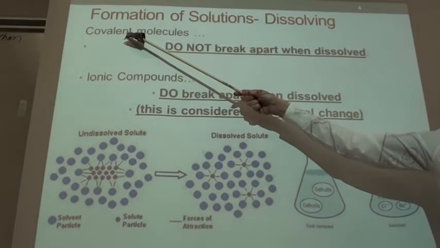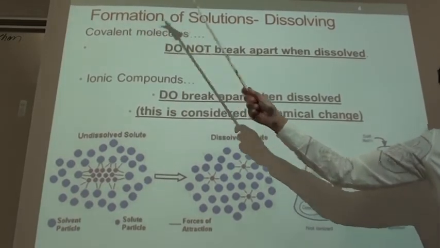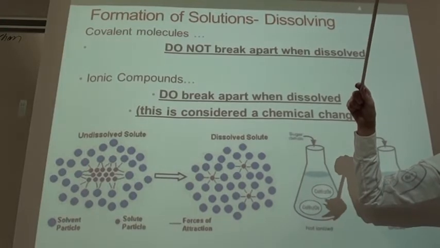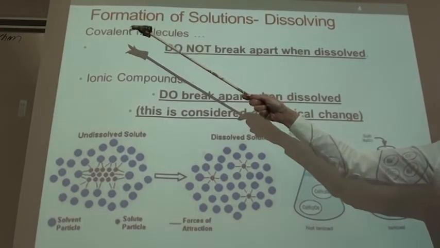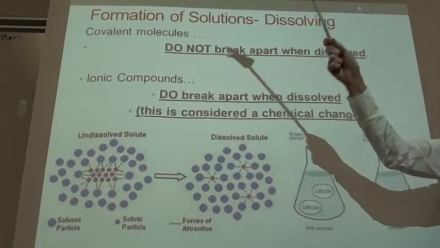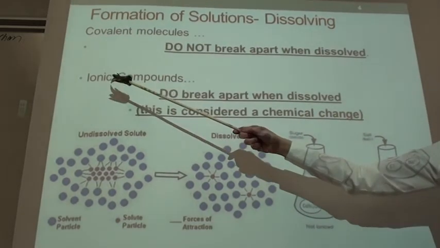Covalent molecules, 2 non-metals, or a non-metal and a metalloid. What's going on with the electrons? They are sharing. You're sharing electrons. Okay. Now, ionic compounds involve a metal and a non-metal.